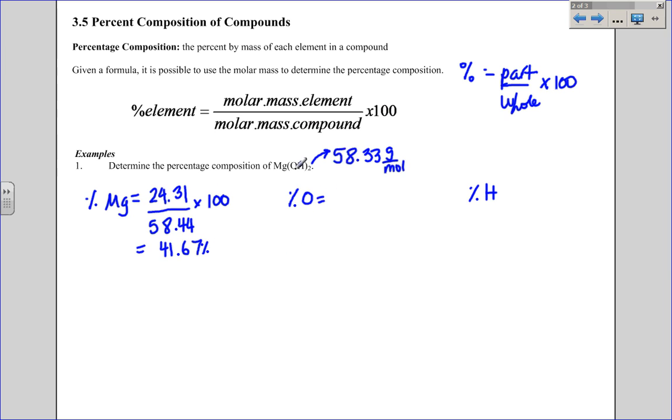Now for the oxygen, we've got 2 oxygens, so the contribution of the mass by the oxygen is 2 times 16. So we're going to take the part that's oxygen, or the molar mass of the element, times 100 divided by 58.33. And that gives us a percentage of 54.86.